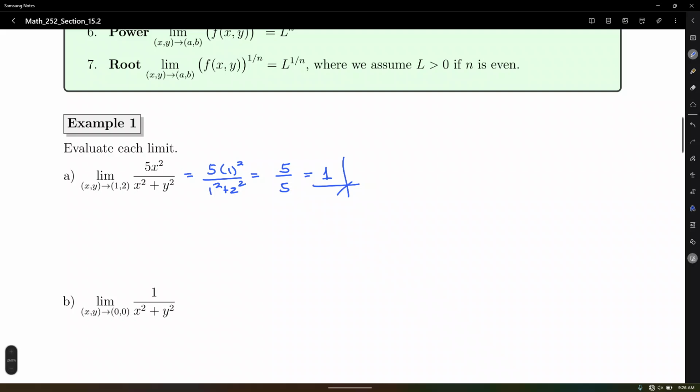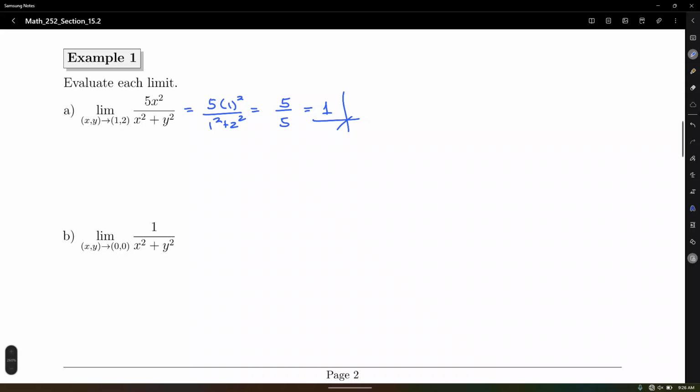What about number 2? Oh, you need to be careful with number 2, because the limit of f of x, y equals 1 over x squared plus y squared. By direct substitution, we get the following: 1 over 0 squared plus 0 squared, which is 1 over 0. Huh. Interesting. Not undefined.